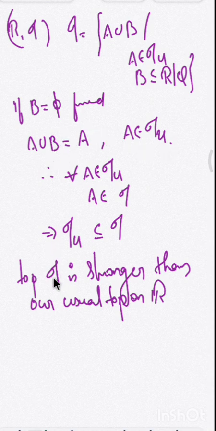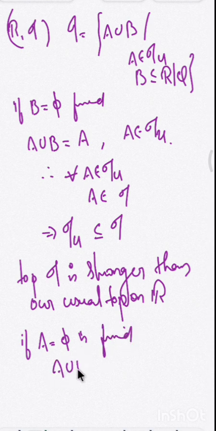Now also if A equal to empty, what will happen? If A equal to empty is fixed, then what is A union B? A union B is B itself. What is B? B is varying over the irrationals, correct?